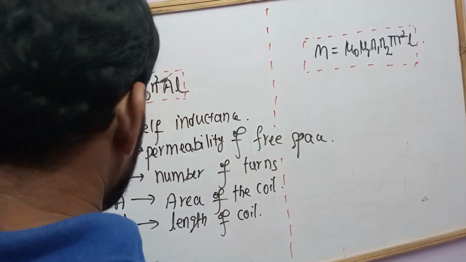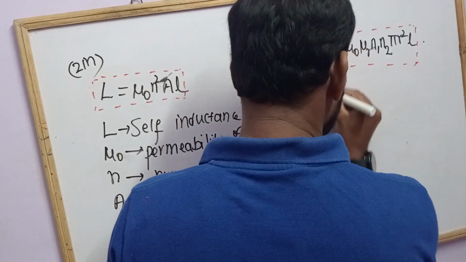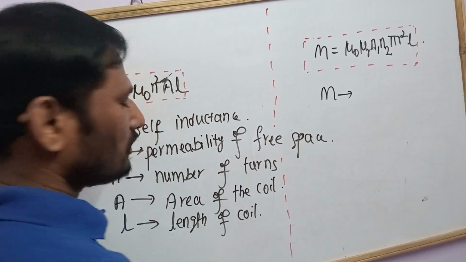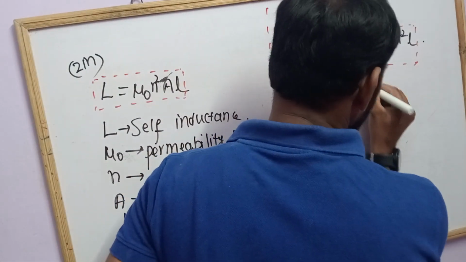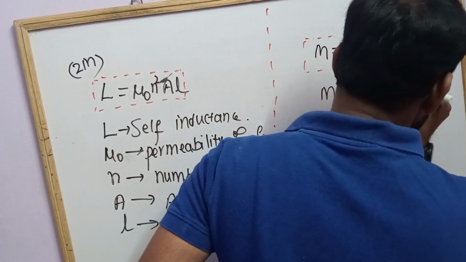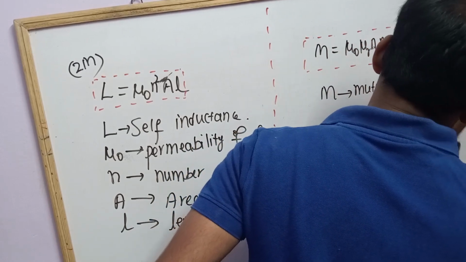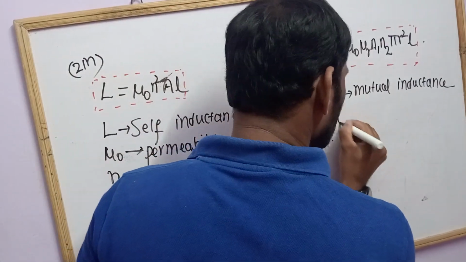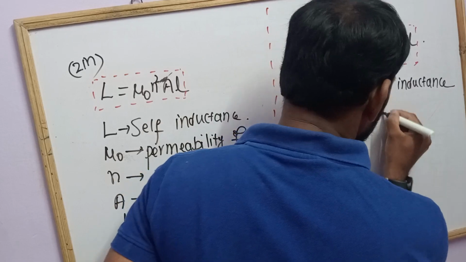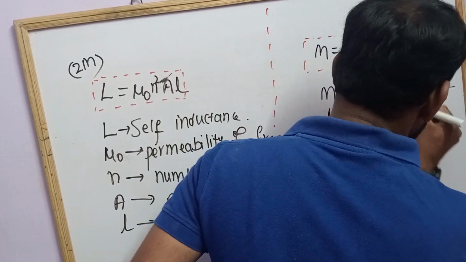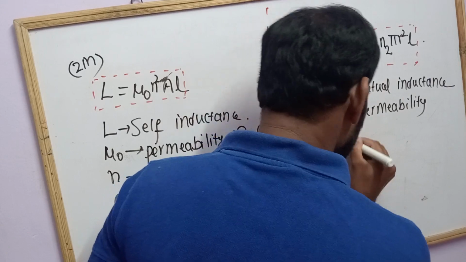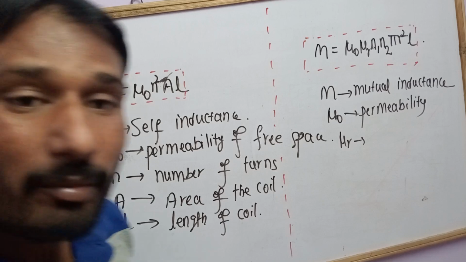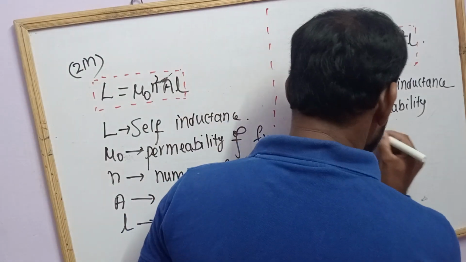Define the terms. What is this capital letter M? Capital letter M is mutual inductance. Mu naught, just now I wrote it, is permeability. Mu r, the letter r stands for relative, relative permeability.